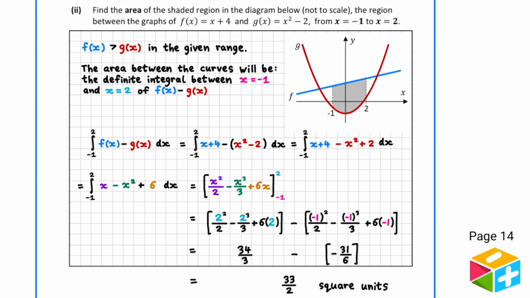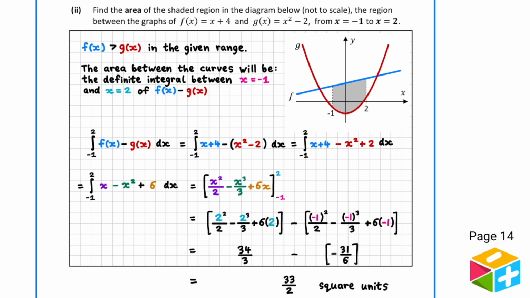We're now ready to integrate. A useful thing to remember here is the rule for integrating powers of x. Raise the power by 1 and then divide by the new power. Looking at the x, we can think of this as x to the 1. This will integrate to x squared over 2. Minus x squared will integrate to minus x cubed over 3. A constant term will always integrate to that constant times x. So 6 integrates to 6x.